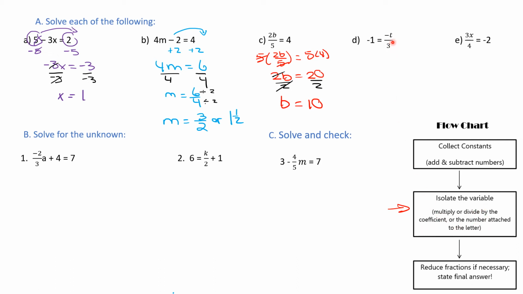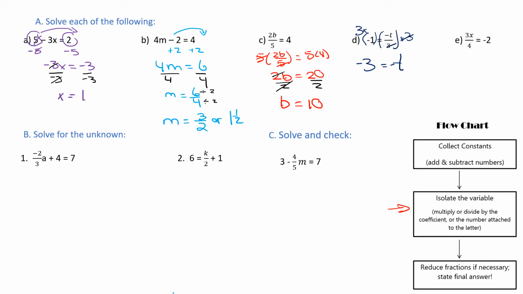So I've got a negative in front of the t, and I've got a 3 denominator. First thing I want to do is get rid of the 3 denominator. Since this is t divided by 3, the opposite of dividing by 3 is multiplying by 3. So I'm going to do it right up here on the question line. I'm going to multiply by 3 on this side, and I'm going to multiply by 3 on this side. So 3 times -1 is -3 equals, these two cancel out, and I have a negative t.